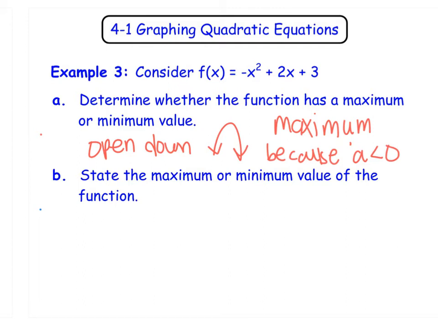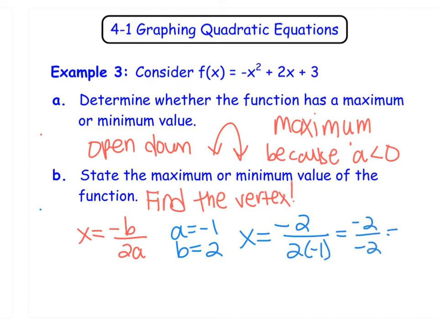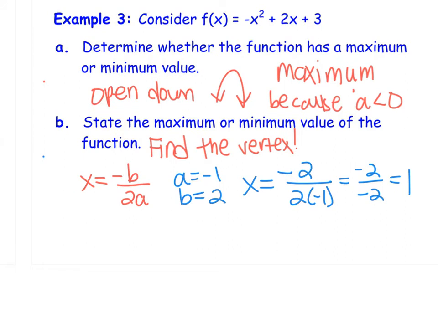Now we need to state that maximum or minimum value. So that means find the vertex. In order to find the vertex, we need that formula to find the x-coordinate of the vertex. So that's negative b over 2a. So for our function, a is equal to a negative 1, remember, because it's whatever is in front of the x squared term, and then our b is equal to a positive 2. So we're just going to plug that into the formula. So we have negative b, so negative 2, over 2 times a, which is negative 1. So you get negative 2 over negative 2, which is a positive 1. So we know that the x value of our vertex is positive 1.